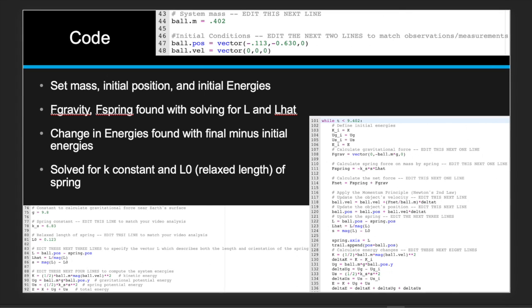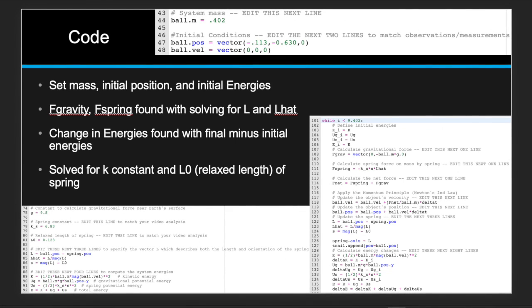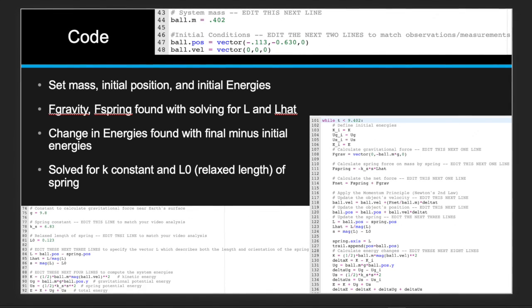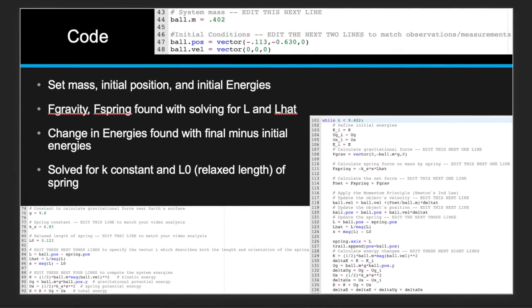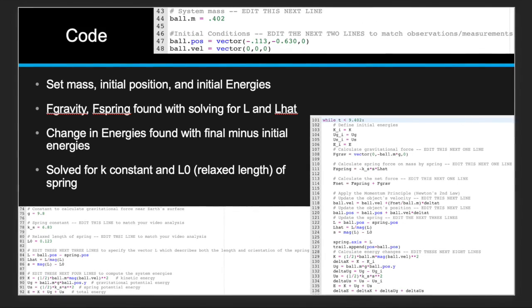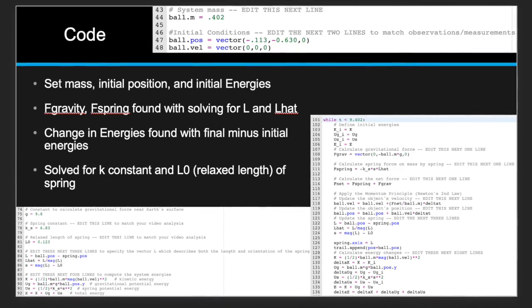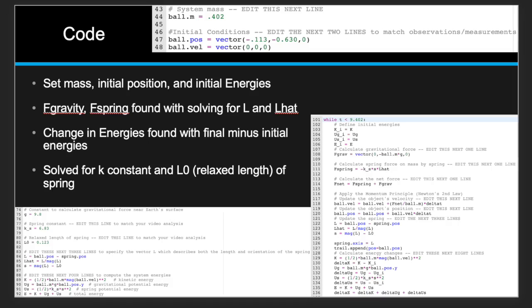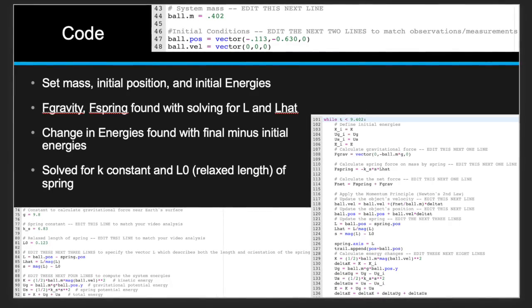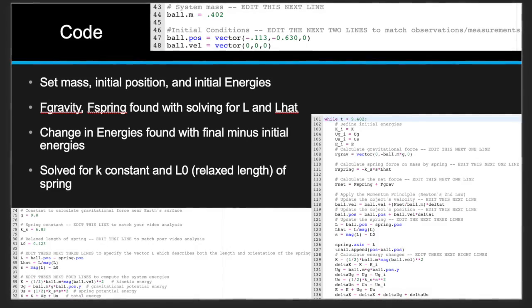Now for the code. So first I did the mass and the initial position. The mass was 0.402 kilograms and the initial position was 0.113 in the x direction and 0.630 in the y direction, and these both were not positive. Then I found the force of gravity and the force of the spring, which I did by finding L and L hat, which was the ball position minus the spring position, and then L hat was that divided by the magnitude of L. The magnitude of L minus L naught, which is the relaxed length of the spring, was equal to the spring length.